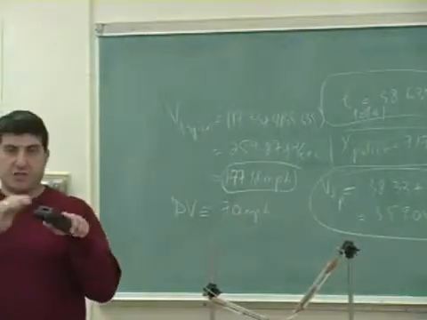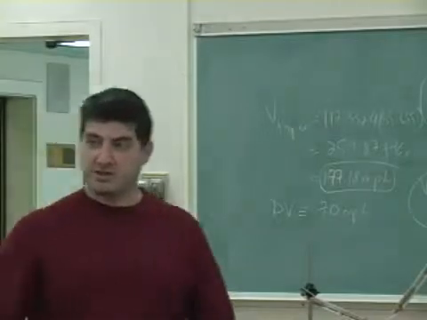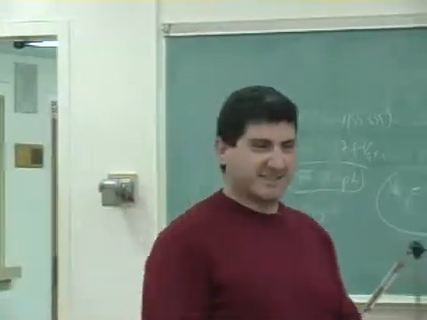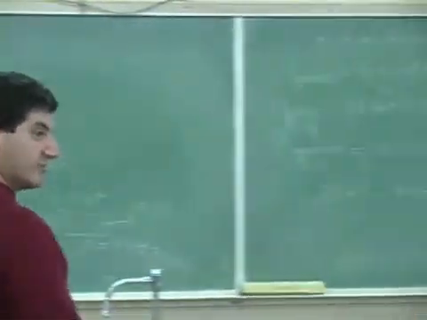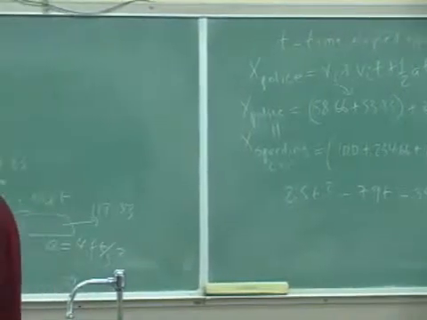So when the police catches up to the speeding car, it's going 70 miles an hour faster. So if it bumps the speeding car, that's quite a bump, huh? They hit each other with a relative velocity of 70 miles an hour. It's going to do some damage to that car. Okay? So that became a good problem.